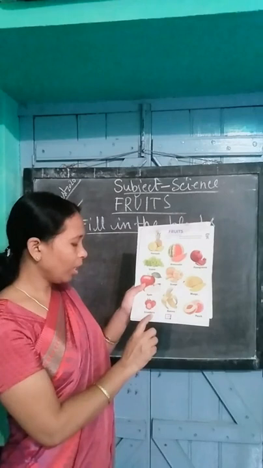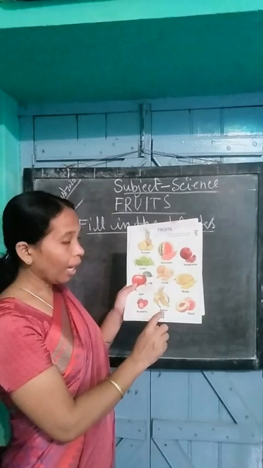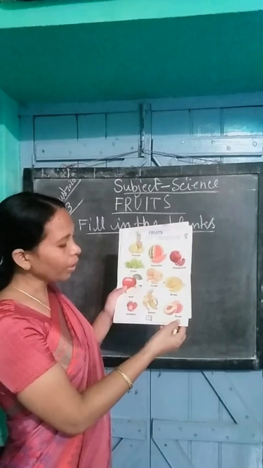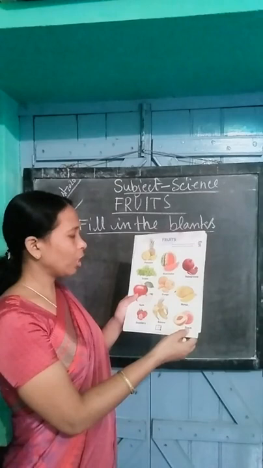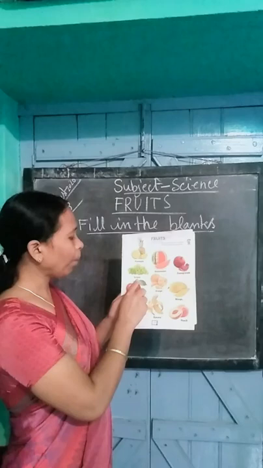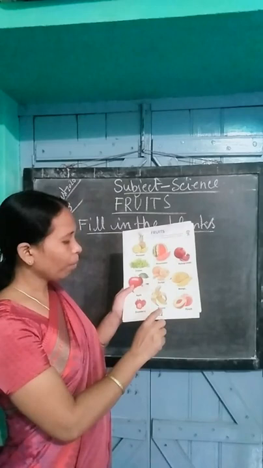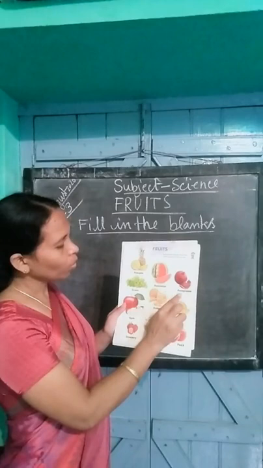Strawberry, S-T-R-A-W-B-E-R-R-Y, strawberry. Banana, B-A-N-A-N-A, banana. Peach, P-E-A-C-H, peach. Pineapple, watermelon, pomegranate, grapes, orange, mango, apple, strawberry, banana, peach. All these fruits' names, nicely we have to study the spellings.